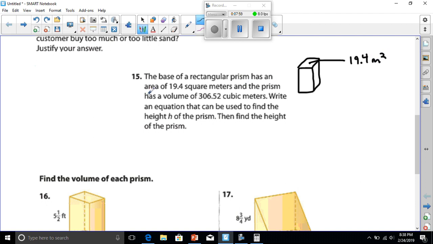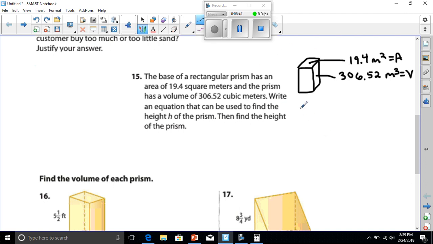Okay, and the prism has a volume of 306.52. So they've already discovered the volume. This was the area of the base, and they're saying the volume of the whole prism is 306.52 cubic meters, so meters cubed. Okay, write an equation that can be used to find the height of the prism, then find the height.